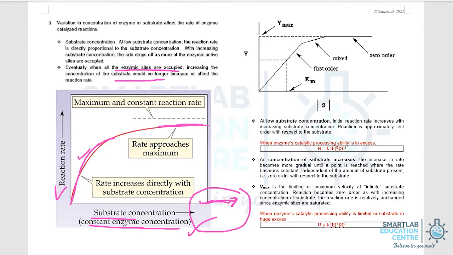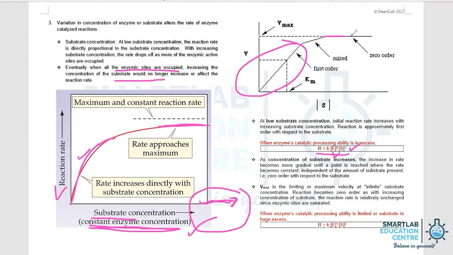Therefore, in conclusion, when the enzyme concentration is constant in the initial part, we can model that whereby the reaction rate is equal to k[E]^0[S]^1, because it's first order with respect to the substrate, but zero order with respect to the enzyme.